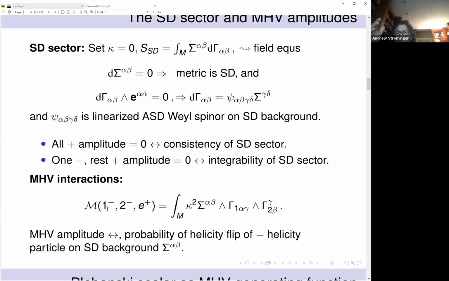So you would say that the amplitudes for the pure self-dual theory all vanish. Yes, and I guess what's happening is that in order to get a non-zero amplitude, you've got to have a plus and a minus. And just the fact that the self-dual sector is consistent as a subsector means that no minus amplitudes are created, and so you just get a zero amplitude.